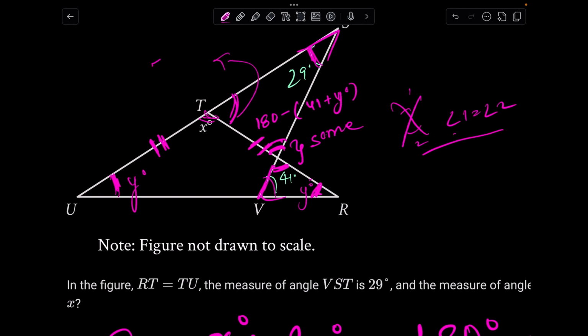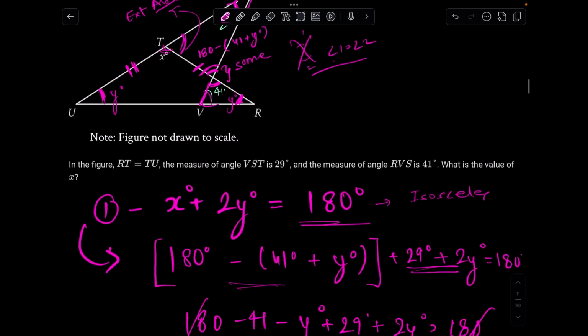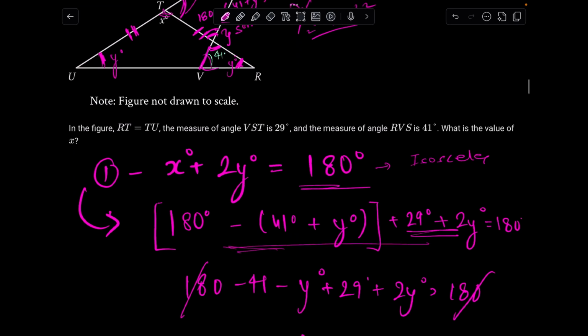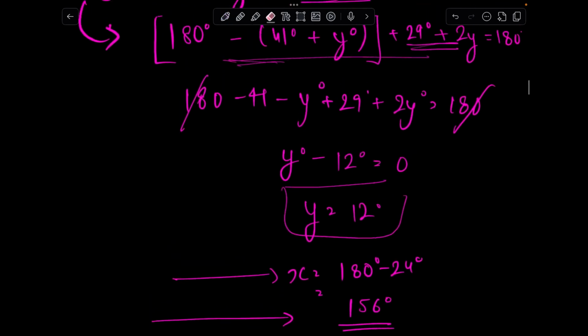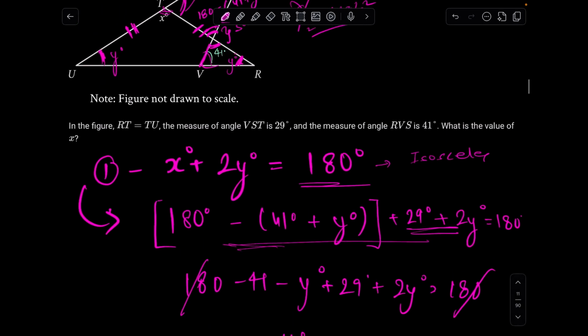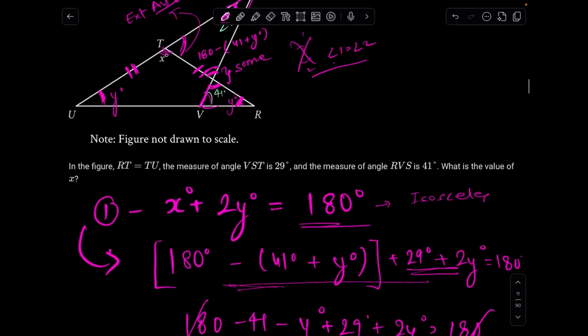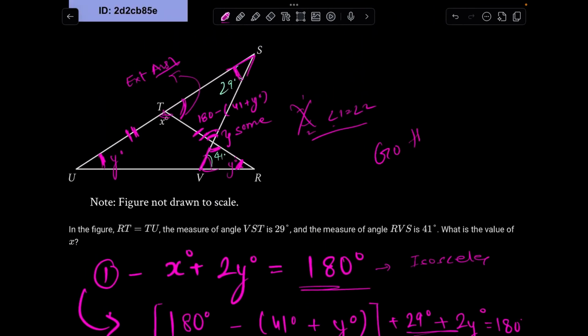This right here is the exterior angle theorem. So we are going to use that to get this equation. When we solve this equation, we get y is equal to 12 degrees. We substitute this into the first equation to get x is equal to 156. Although this is straightforward, there aren't very huge steps or very complicated ones. The notation can be a bit difficult to understand. So I recommend you go through this again.